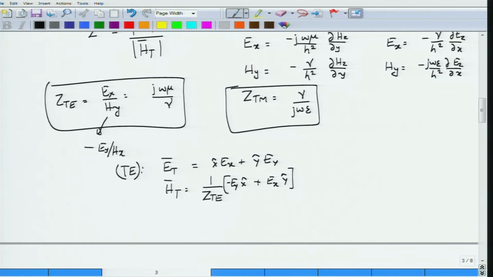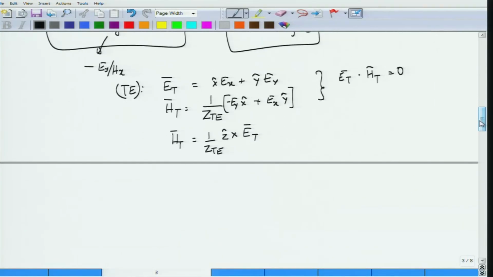You can also see that the dot product of these two is equal to 0, because we see that E dot H for the transverse components is equal to 0, indicating that these components are perpendicular, or mutually orthogonal, to each other. We can also relate them, because of this minus and plus, reminding you of a cross product. You can find Ht in terms of the cross product of the propagation direction z and the transverse component, divided by ZTE.